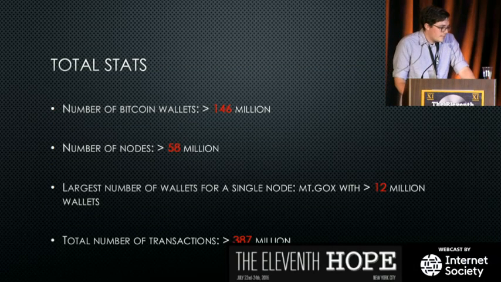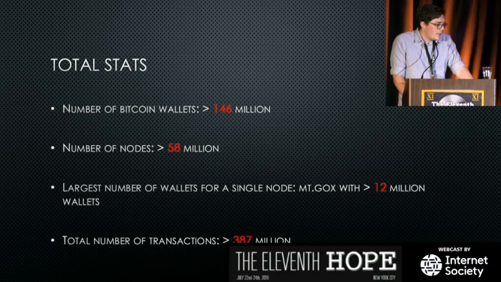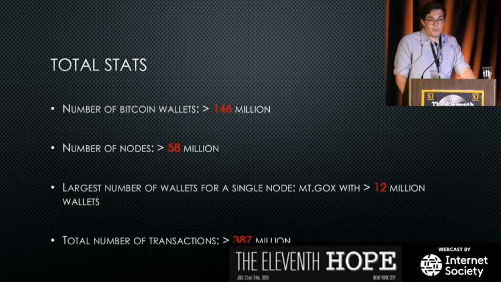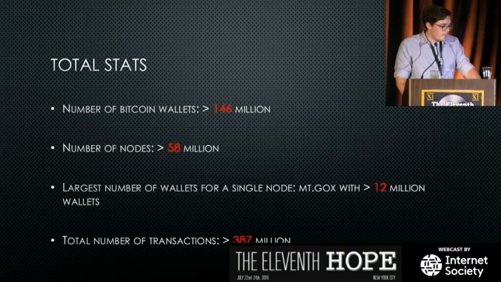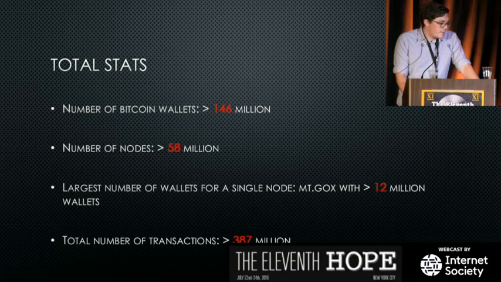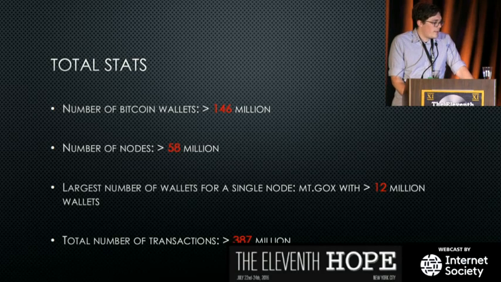So the total stats: up to date, we see 146 million different addresses or wallets. We see more than 58 million different nodes, representing a person or actor in the network. That makes an average of 2 to 3 addresses per user. The node with the most wallets is, with no surprise, Mt. Gox. 12 million addresses are associated with the Mt. Gox node. And in our transaction DB, the number of rows is 387 million.